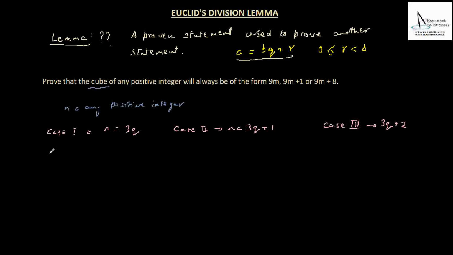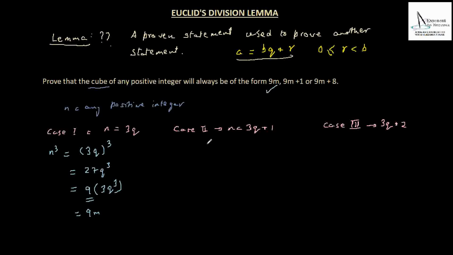Now I think I'm going to run out of space, so let me bring it a little this side. And now it's just a question of plugging the value of n into n cube. So we start with n cube because we are looking at the cube of a positive integer. The first case, 3q whole cube, is going to be 3 cube is 27 and q cube, so 27q cube. We can factorize it by 9, so we get 9 times 3q cube. Now if we take 3q cube as m, we can say that n cube can now be written in the form 9m. So we've got the first case covered.